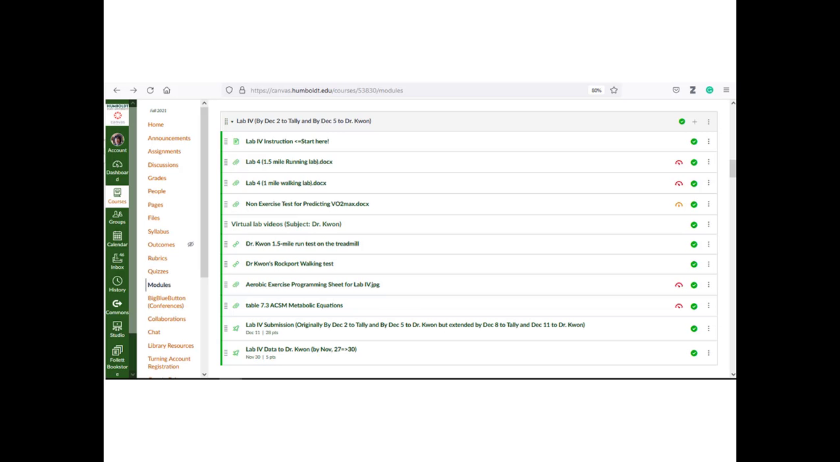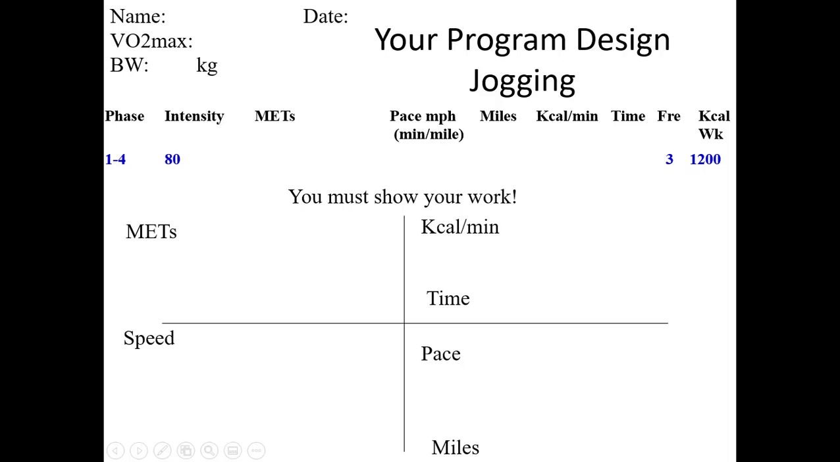If you click your aerobic exercise program sheet for lab 4, the documentation is this one. I already posted it. You need to complete this program design, and you can include your lab 4. If you have a printer, please print it out. But if you do not have a printer, you can just write manually on one paper, take a photo or scan it, and include your lab 4. Does it make sense, class?